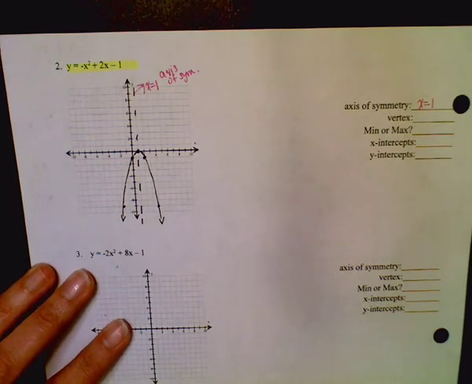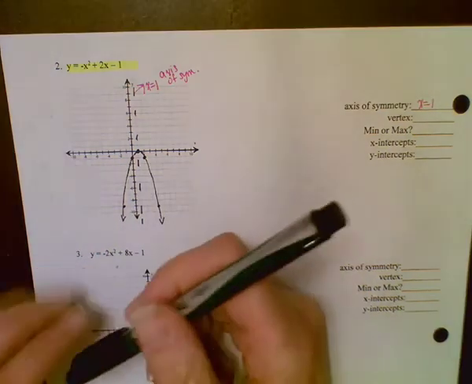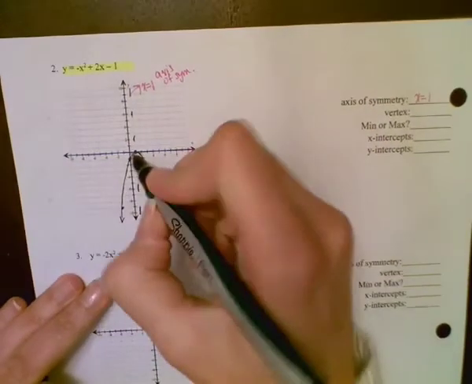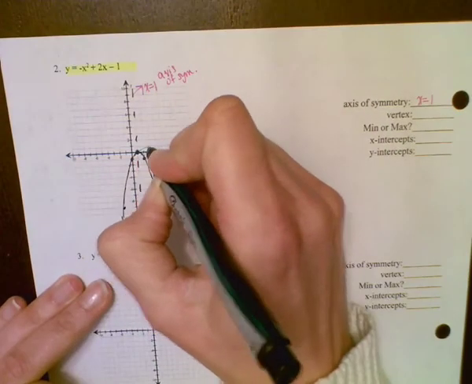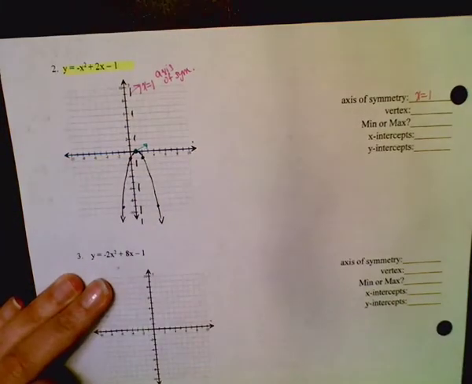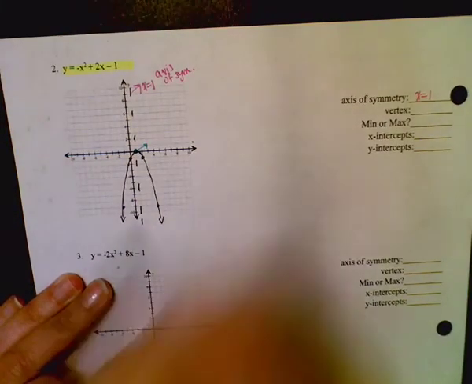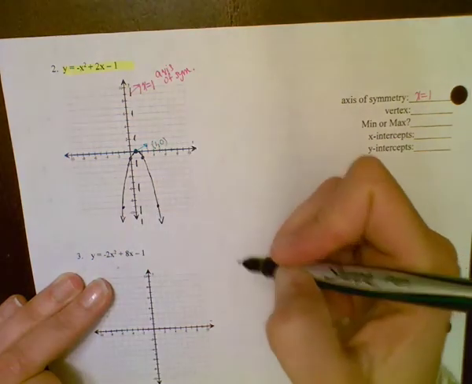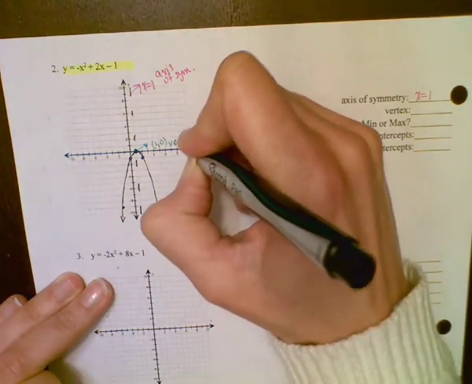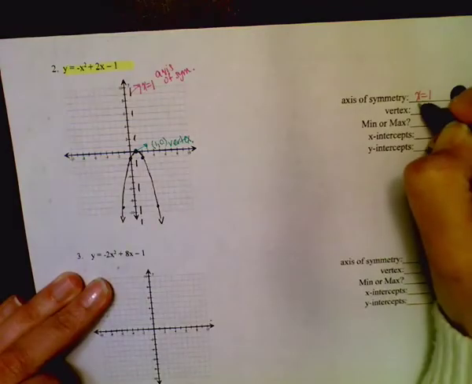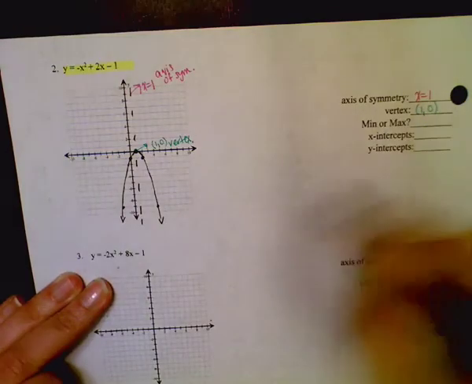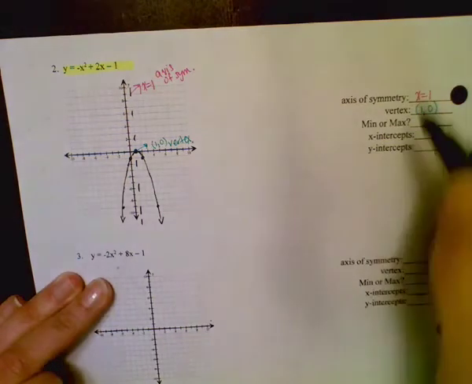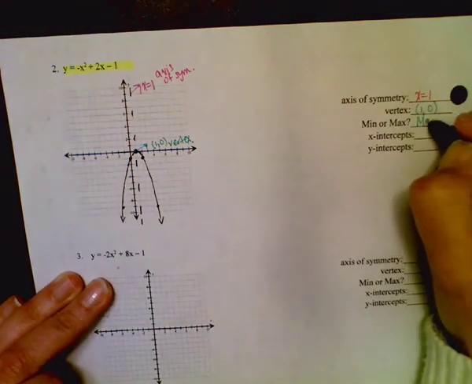When I'm looking at my picture here, I'm looking for a vertex, and I know the vertex is the high point, and I see this point right here is the high point of that graph. And that point is at 1, 0, and that is the vertex. So that's going to be 1, 0. And just looking at it, it's at the top, so that means it's a max.